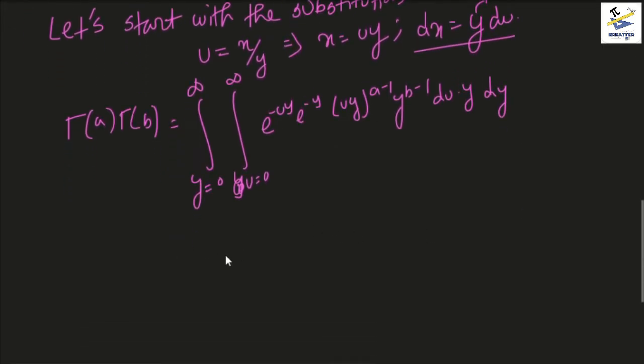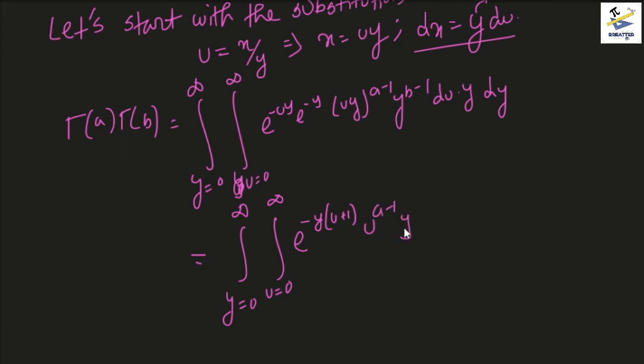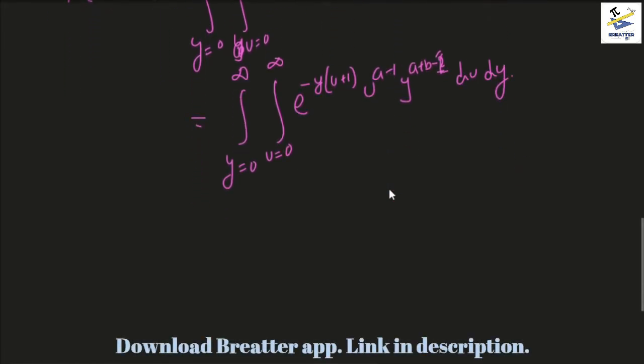Now if we were to arrange it accordingly, we would get y from 0 to infinity, and u from 0 to infinity, and it will become e to the power minus y into u plus 1, u to the power a minus 1, y to the power a plus b minus 2, minus 1 actually, because we have another y in here, and then we will have du and dy. So as you can see, this is the expression that we have. So we need a gamma a plus b, as you remember, because that's what we are trying to prove.